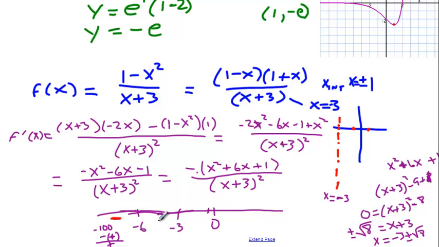If I put in any value in here, let's say negative 5, I'm going to see a negative on the outside, a positive on the denominator, because that's always the case on this. So I just need to figure out what's going on here. If I put in a negative 5, that's going to be 25 minus 30 plus 1. I think you can see that that's going to be a negative answer. So again, we're going to have a negative value on the outside times a negative divided by a positive.